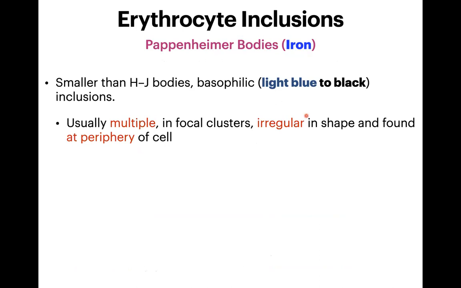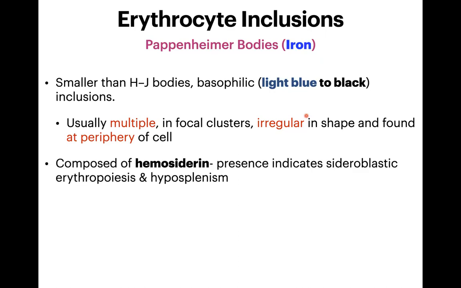They're usually multiple. Howell-Jolly bodies usually are single or maybe two, but in case of these Pappenheimer bodies, multiple and irregular shapes are there. Howell-Jolly bodies are usually round in shape, and these focal clusters, there can be clustering, and they are usually found at the periphery of the cell. Again, Howell-Jolly bodies can also be found at the periphery, but they can be found anywhere. While these Pappenheimer bodies are usually present at the periphery.